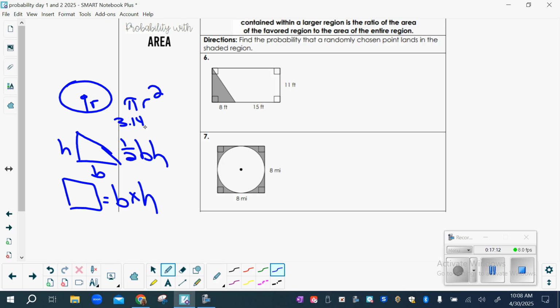So imagine you go to the axe throwing place, and you don't suck. You don't hit the hay bales or anything. You land in the area you're supposed to land in. So this is the area that you're supposed to land in.